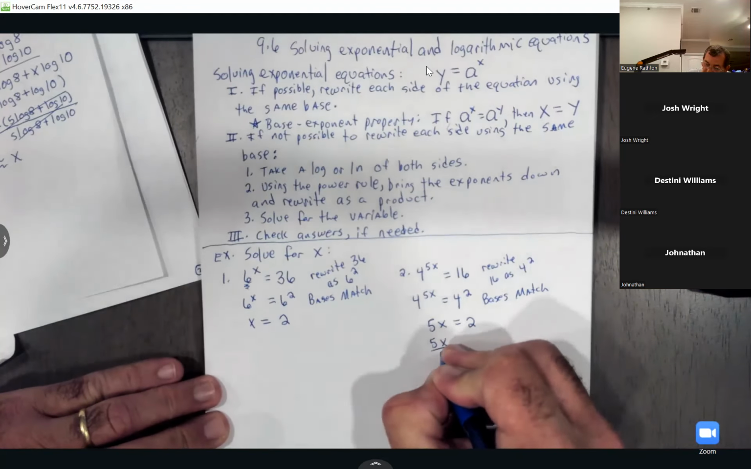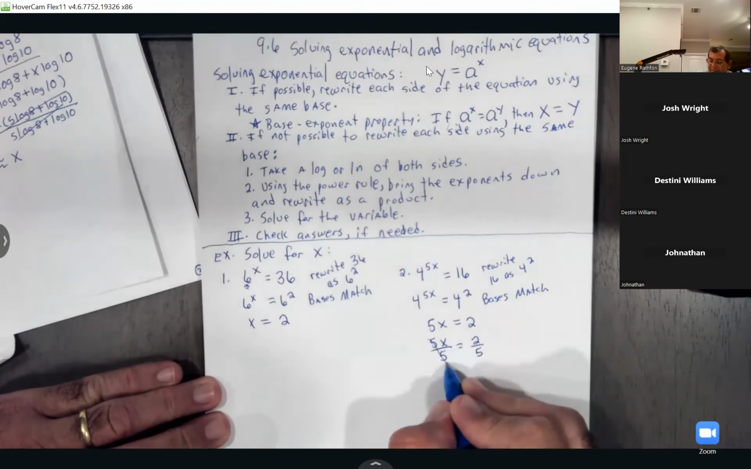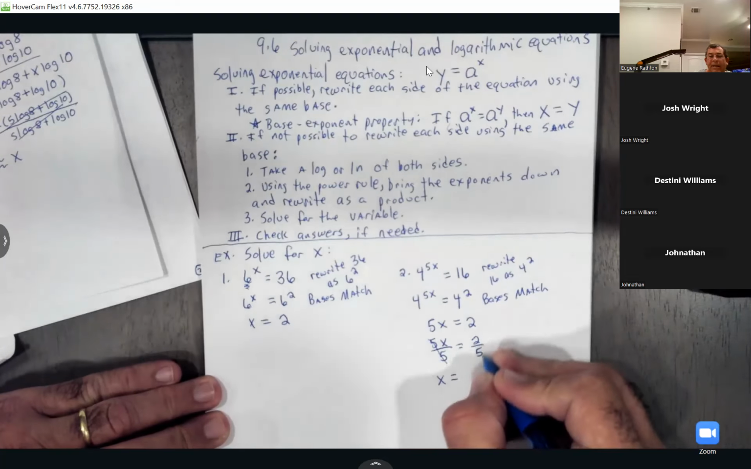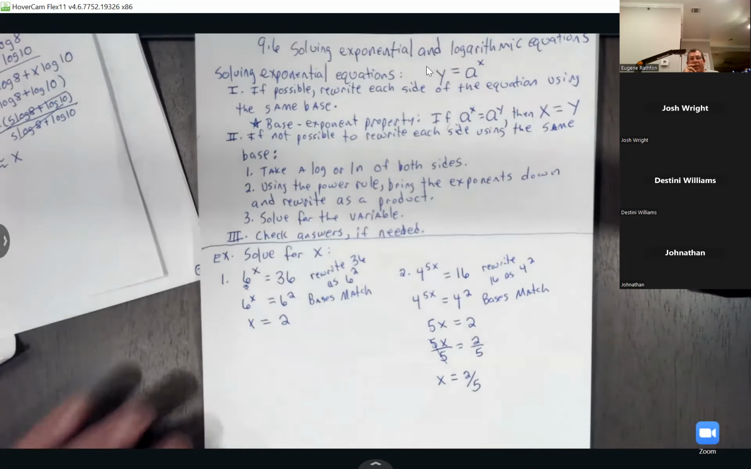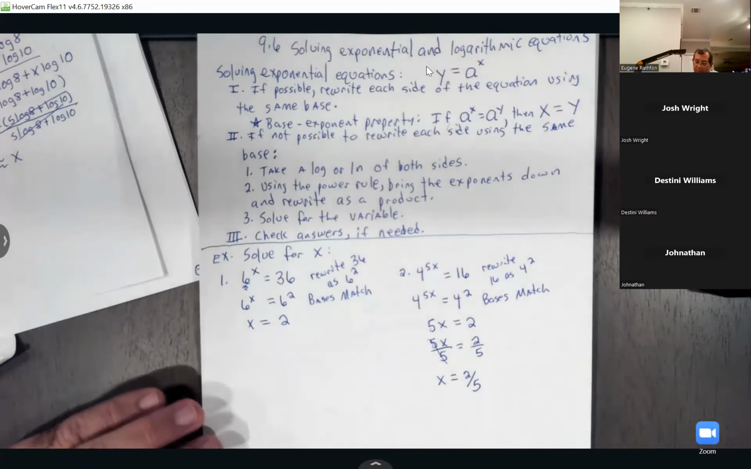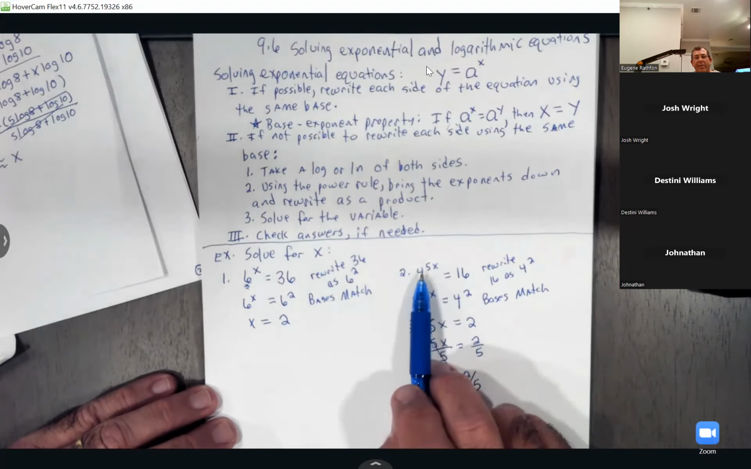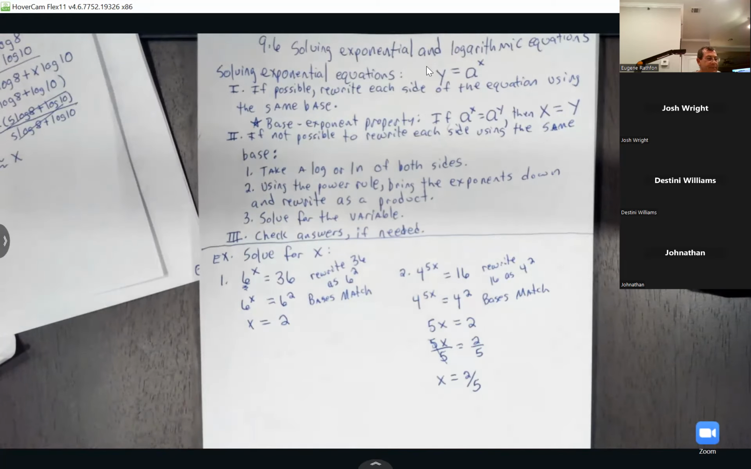And y'all, here we go. We're going to divide both sides by that 5. So these 5's cancel, giving me 1x. Can't do nothing over here, so x will equal 2/5. So what happens if you plug that 2/5 in for this x, the 5's cancel, and you got 4 squared, and guess what? 4 squared is 16.